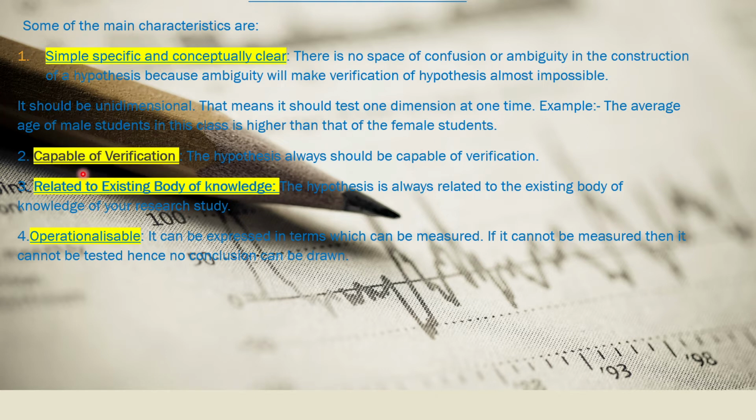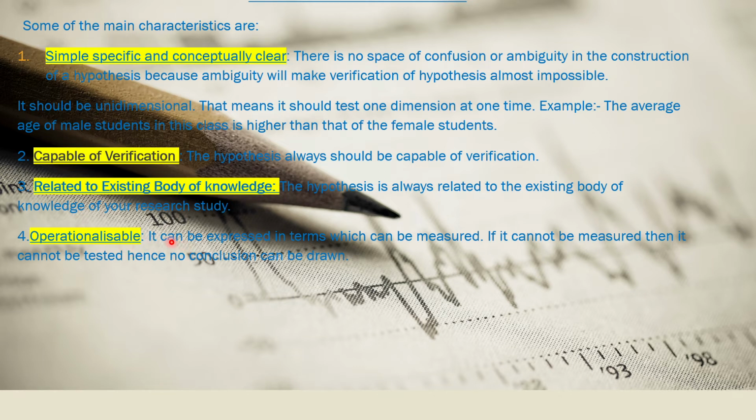Second feature is capable of verification. So hypothesis is always capable of verification. So कोई भी ऐसी statement which is not verifiable, that is not a hypothesis. You cannot take it as hypothesis. Related to existing body of knowledge. Now what it means, बड़ा ही simple है, जो कि मैंने आपको पहले बताया कि hypothesis is always a subset of, you can say, the main research problem that you are studying. All right, so it is always in relation to the existing body of knowledge of your research study.